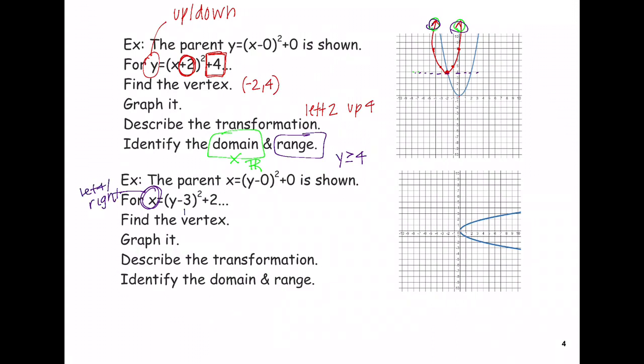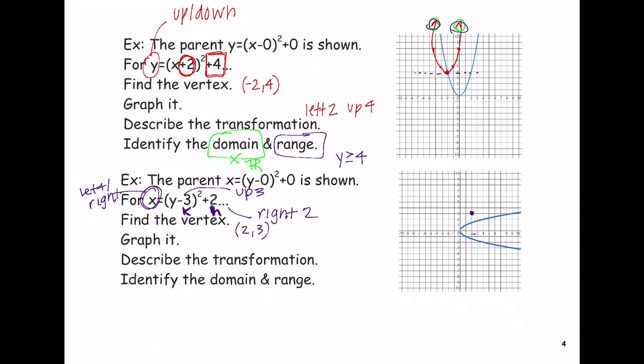So be very careful that your k is now on the inside and going to be the opposite. Your h is on the outside, and remember, the outside stays the same. So the transformations, a negative 3 is going to move our graph up 3, and this positive 2 on the outside is going to move our graph right 2. So from our vertex, if we go right 2, up 3, we have our new vertex, which is 2, 3.